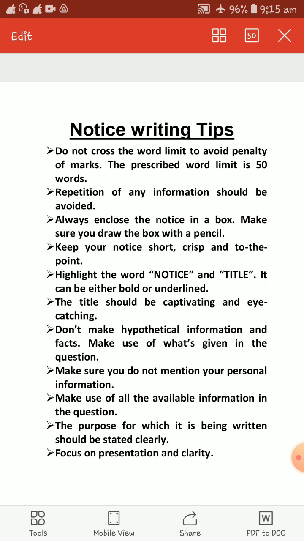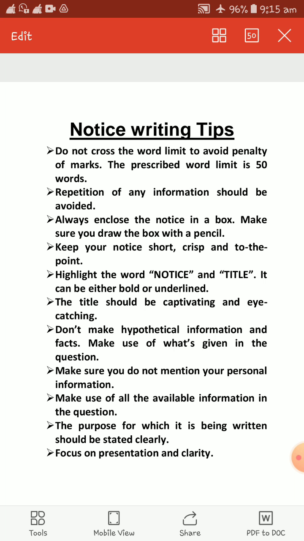Penalty in the sense that your marks will be deducted. So, dear students, strictly you have to write your notice within 50 words. Next one, I told previously also, don't repeat the same information that you have written. If you repeat the same information, then also you will lose marks. So repetition of any information on your part while you are framing a notice should be completely avoided, or rather to say, it should be totally avoided.